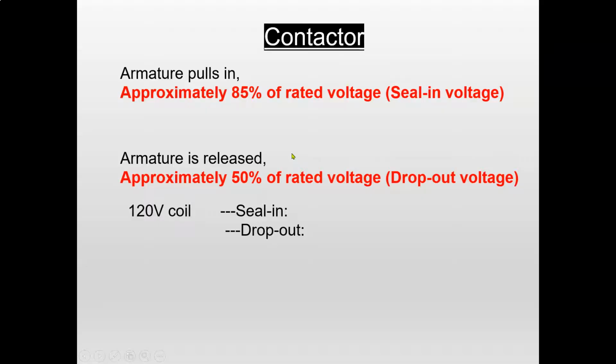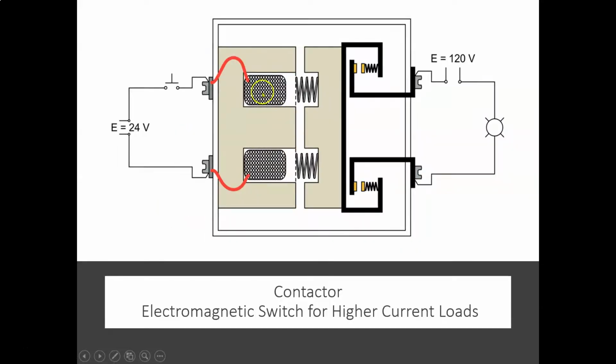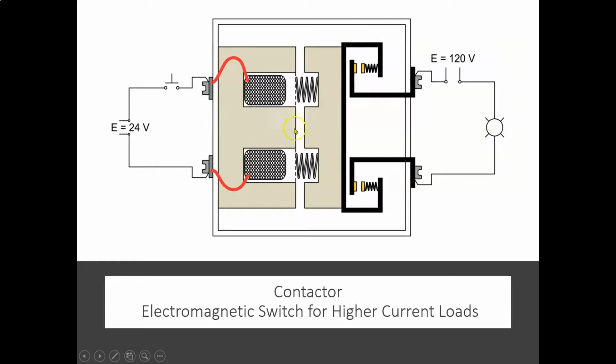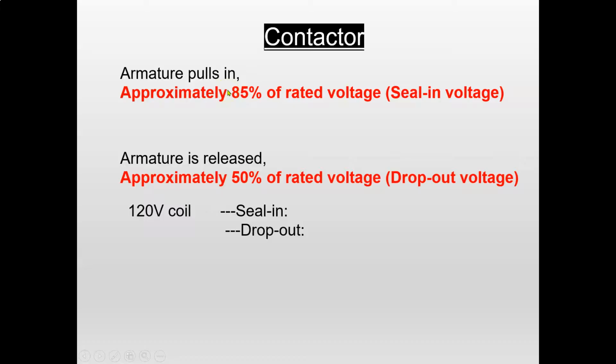Okay? So, say my coil is rated for 120 volts. Let's go back to this guy here. Say these guys are 120 volt rated coils. So just disregard the 24 volts. It's a 120 volt source here for my coils. The voltage to actually get this armature to pull in is not going to be 120 volts. It's going to be 85% of 120 volts, so it's going to be 102 volts. You can just take 120 volts, multiply it by 0.85, and it's going to give you 102 volts. Okay, so that armature is now sealed in at 102 volts. It goes up to 120 volts. Great, it's still sealed in.